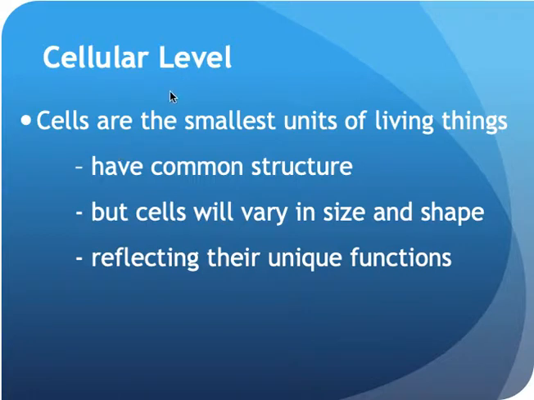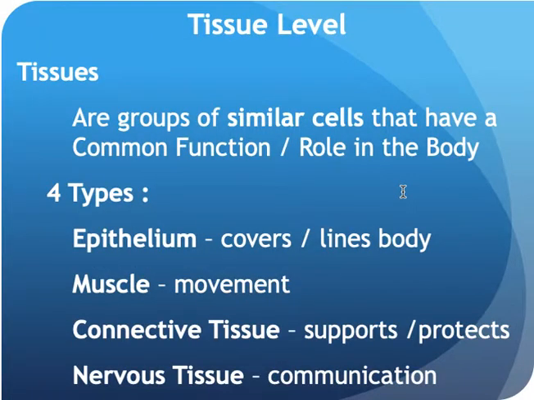So now we get to the cellular level. My cells are the smallest units of living things. Good multiple choice question. They're going to have a common structure, but cells vary in size and shape, and this reflects their unique functions. And again, my cells are going to do everything in my body for me and create all the different tissues in my body. So now we get to the tissue level.